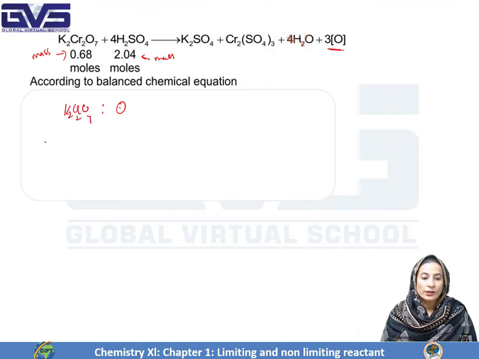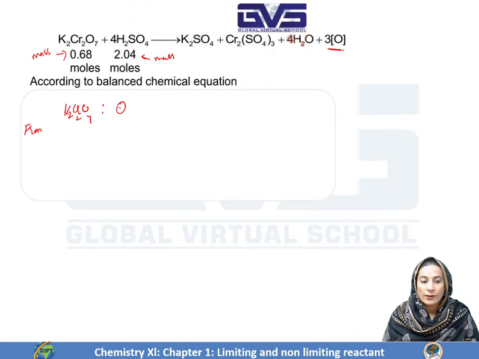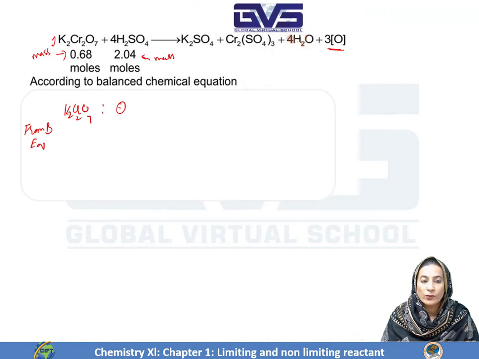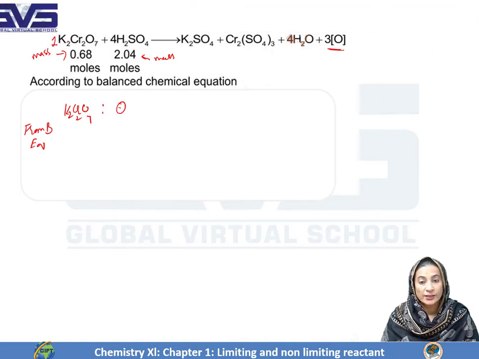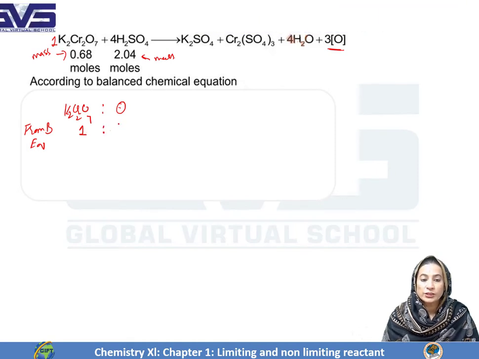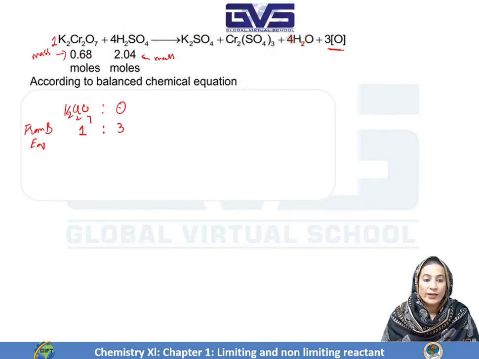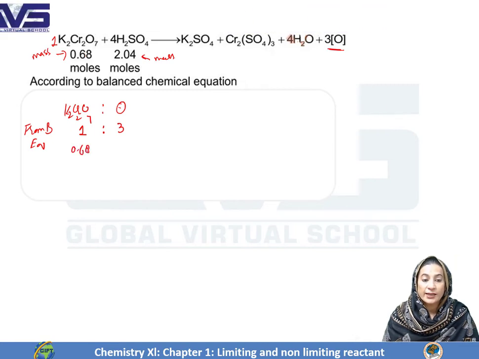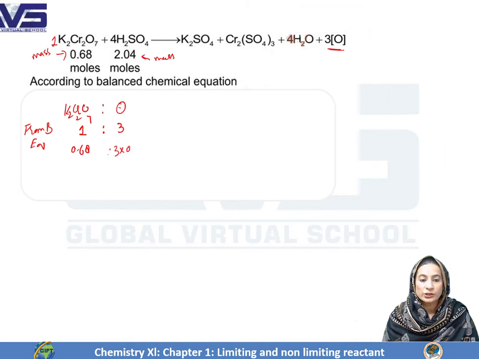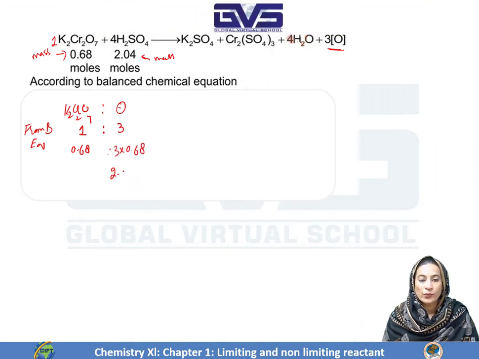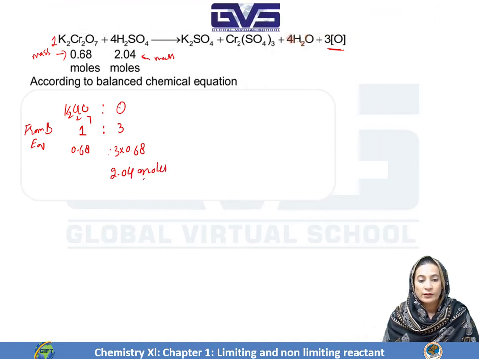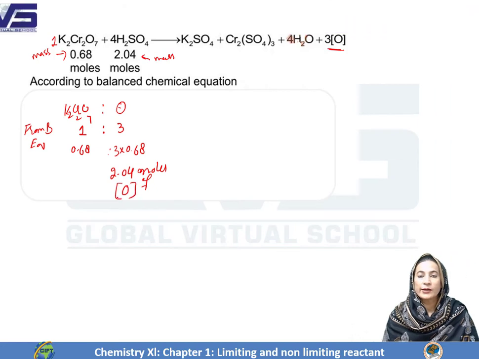K2Cr2O7. So first of all, the balanced chemical equation is telling you when 1 mole of potassium dichromate is consumed, then 3 moles of oxygen are formed. When 1 mole is consumed, then 3 moles are formed of oxygen. When it is 0.68, that 0.68 from 200 grams, then it will be 3 into 0.68, and the answer is 2.04 moles of oxygen, that is in atomic form.